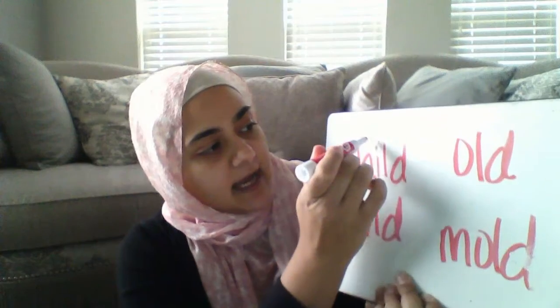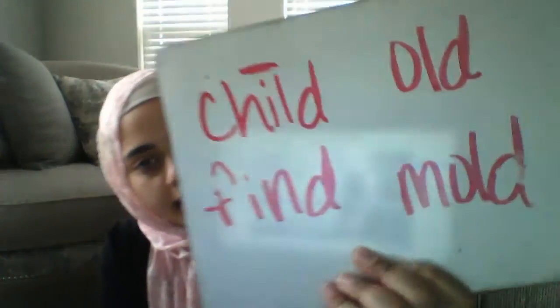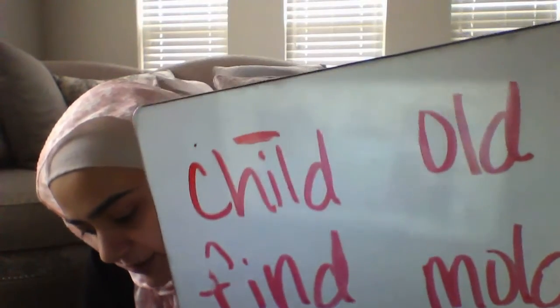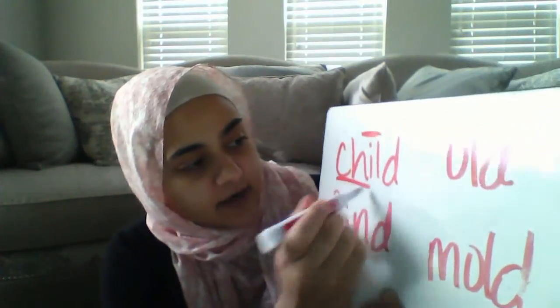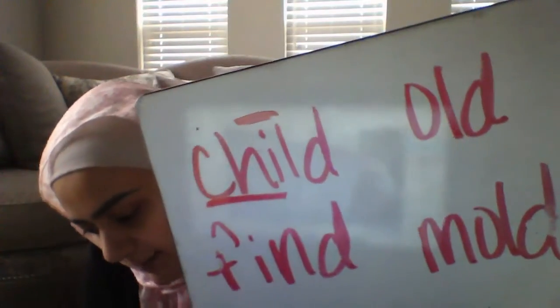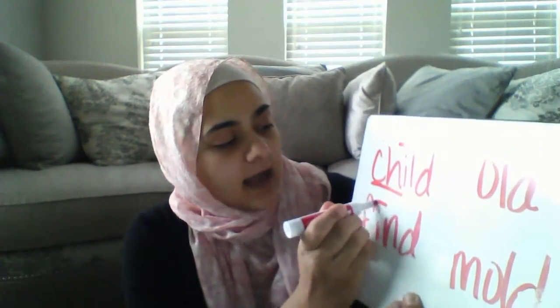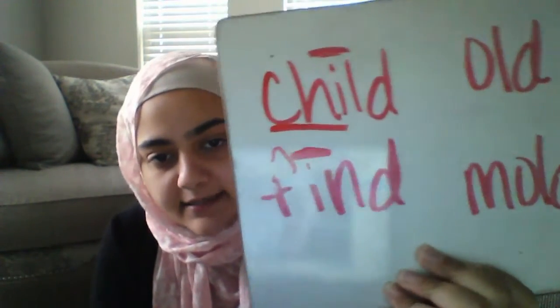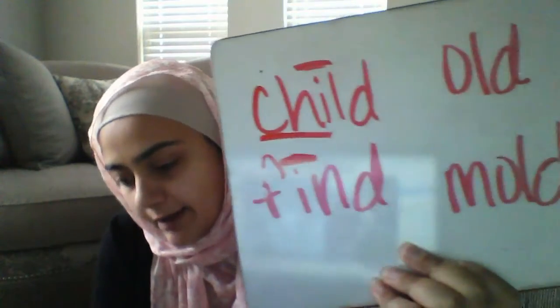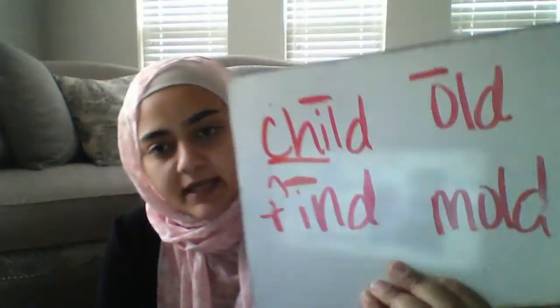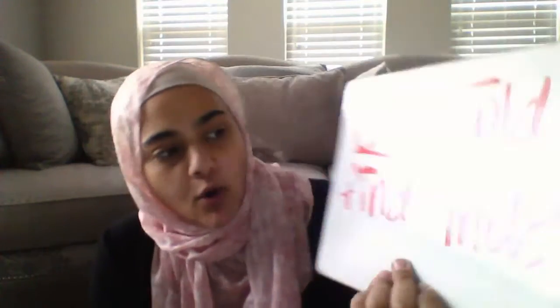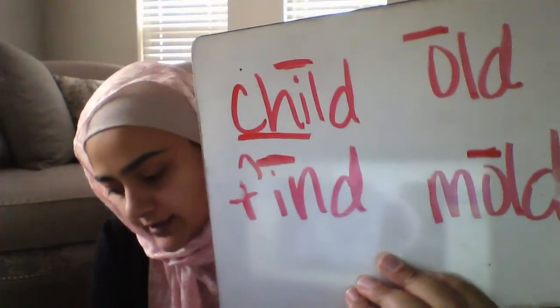Let's code the words we did, like child, find, old, and mold. Child. The I is long. It needs a macron, and then the digraph ch. How about find? Find. It has a macron. Okay. How about old? Old. Macron because it's long. How about mold? Mold. Macron because the O is long. Very good.